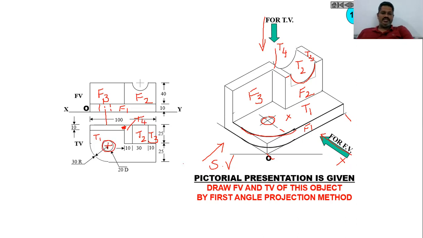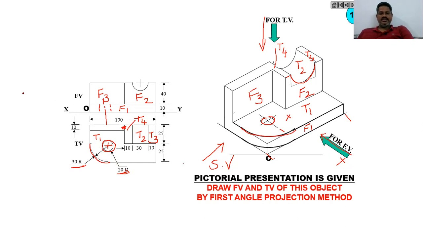As you can see, the radius of this hole is 30. The radius of this hole is 20. The radius of this hole is 20 and the radius of this fillet is 30. This is exactly the top view of the given engineering component.